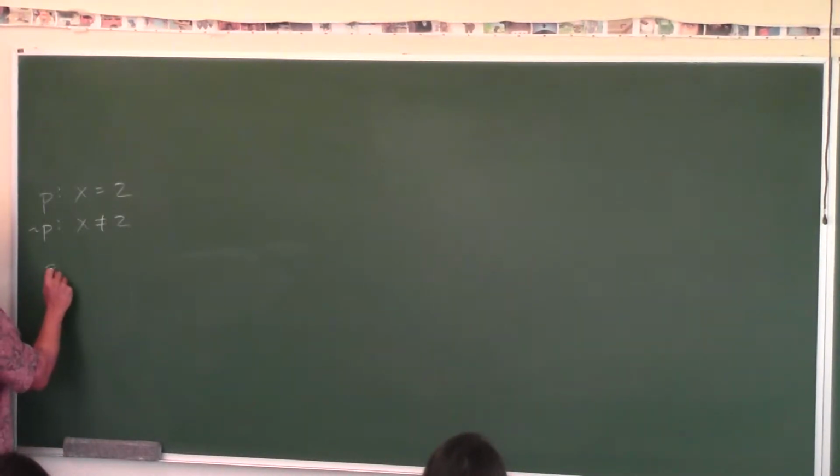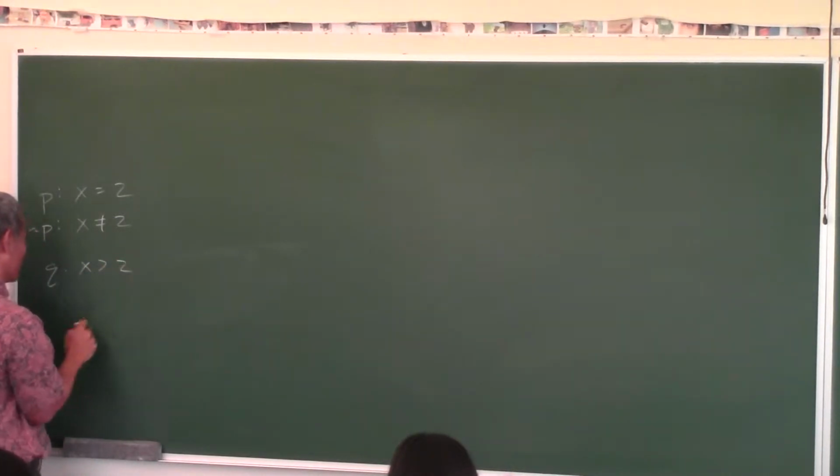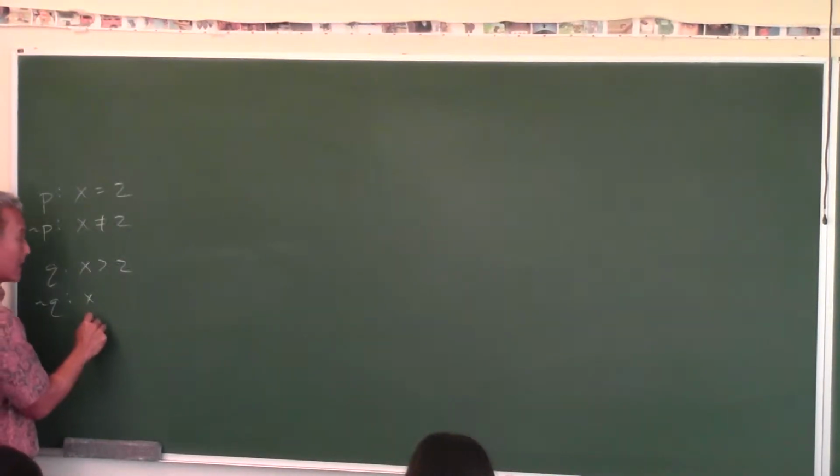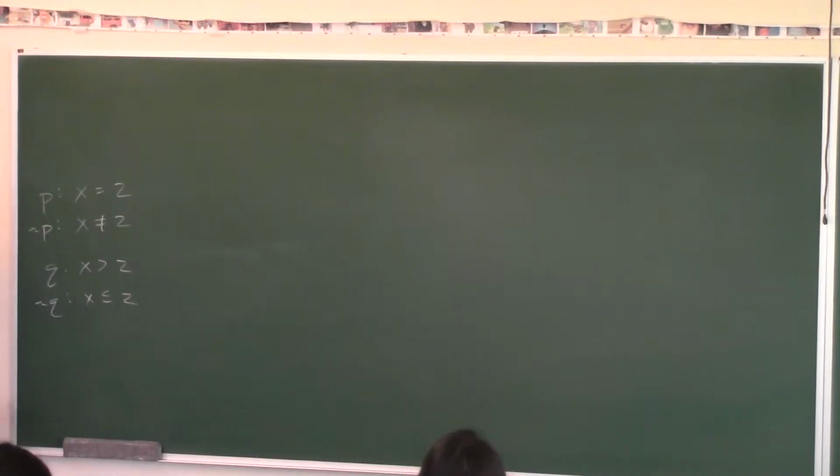Okay, let's do some more simple ones. Statement Q is x is greater than 2. What would be the negation of that statement? You could say x is not greater than 2. But to be more correct, you could say x is less than or equal to 2. Pretty simple, yeah? So if you have simple statements like this, it's easy to negate that. But we're going to look at more complicated statements today. Look at the ones you have for homework.